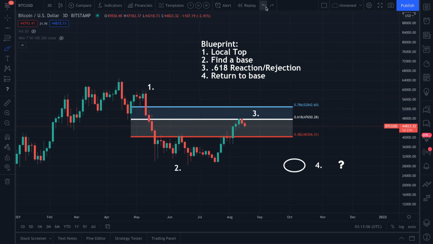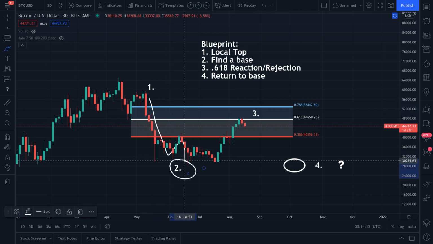I'll go over this very briefly. Number one is we find the local top, not the all-time high, but the most recent swing high in the market, which would be labeled as number one at about $59,000. That's the first thing on the blueprint. The second thing is the market goes down and finds a base. That would be number 2 right down here.